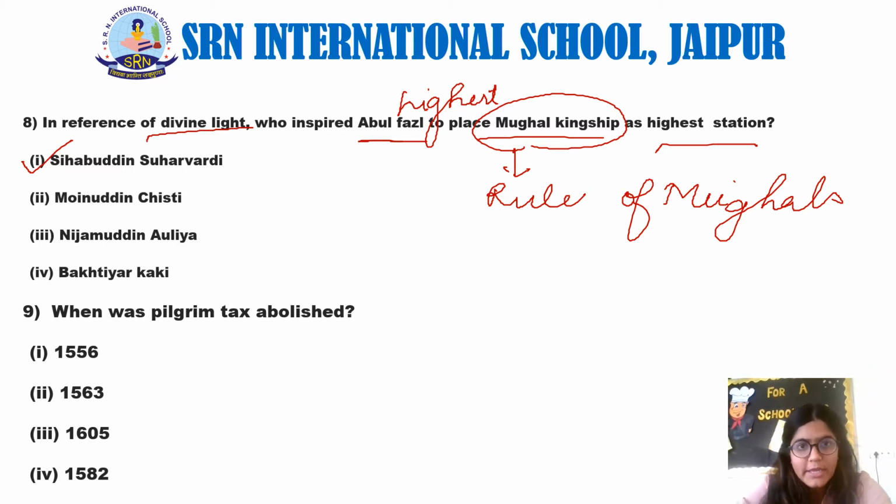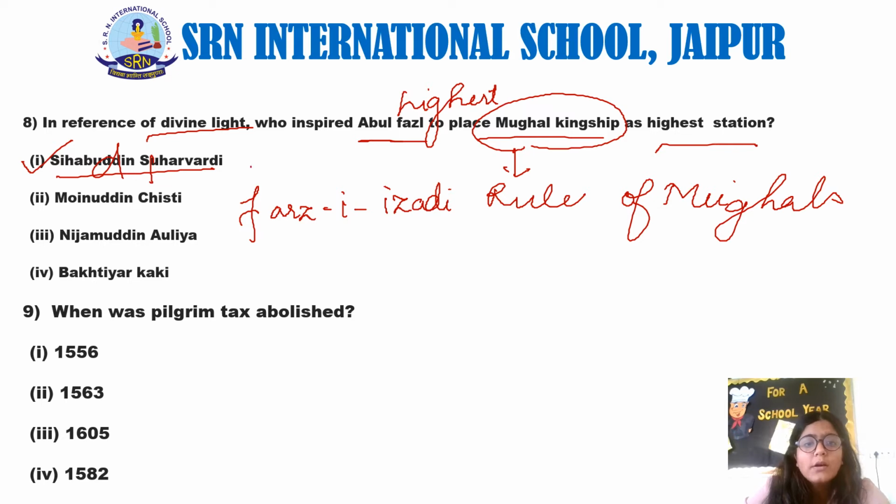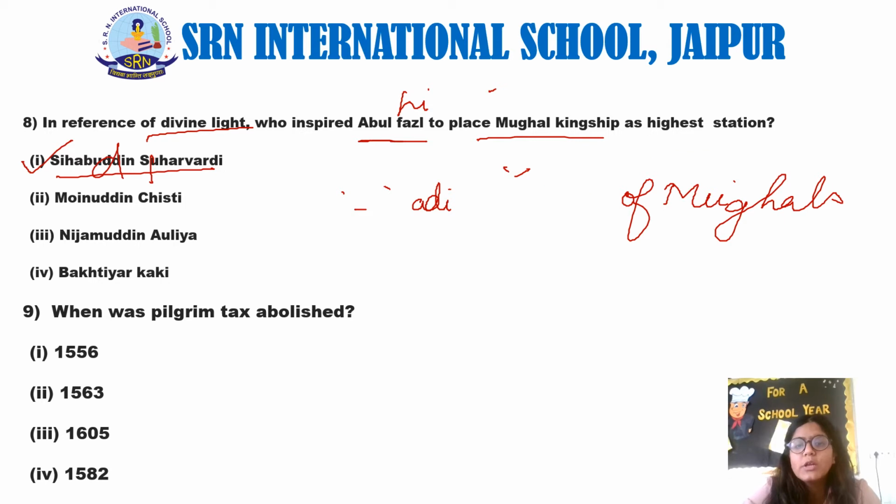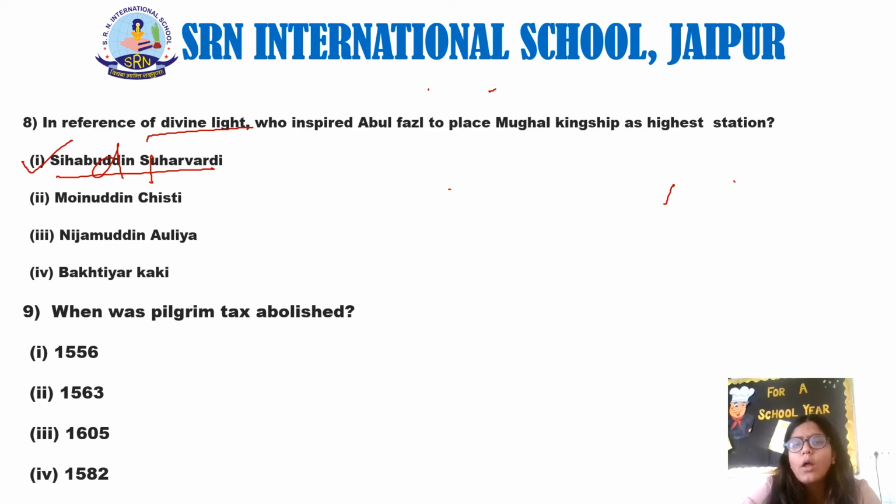Abul Fazl placed Mughal kingship as the highest station in the hierarchy of objects, receiving the light emanating from God. That light was known as Farr-e-Izadi, and it was a concept given by the Iranian Sufi saint Shihabuddin Suhrawardi. In 1191 he gave this theory, and Abul Fazl was very much inspired by it, and he placed Mughal kingship as the highest station in his book. I hope this much is clear to all of you.